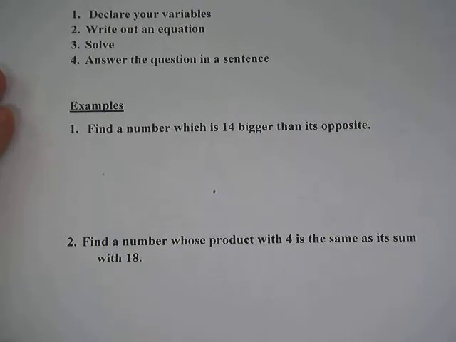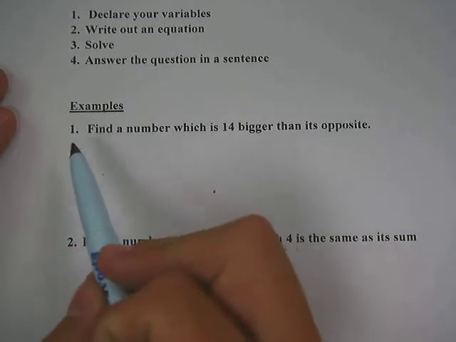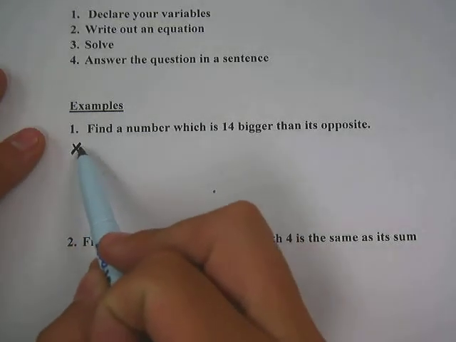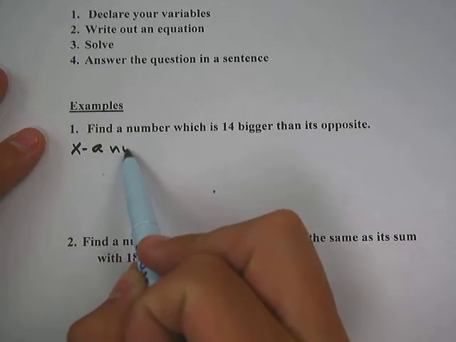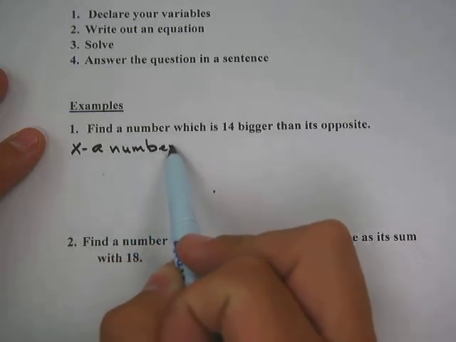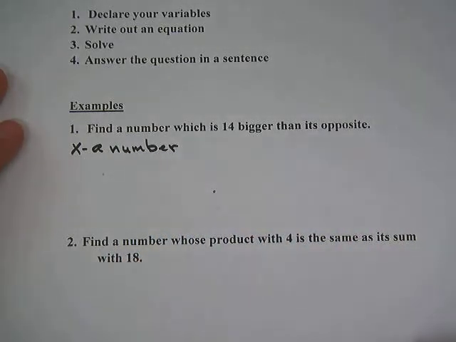It says, find a number which is bigger than its opposite. So what are we talking about? Well, we're talking about a number. So I'm just going to use a variable. Let's call it x. I'm going to just write x is a number. Okay, it can be as simple as that.